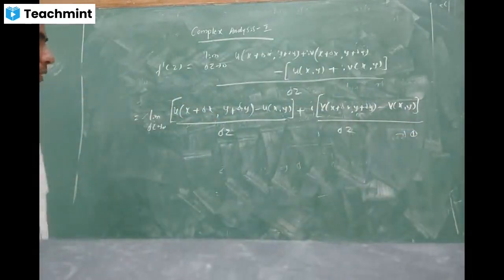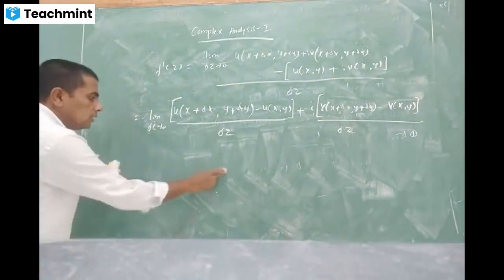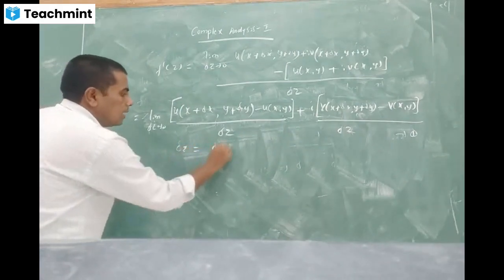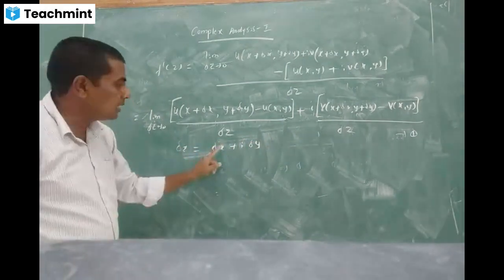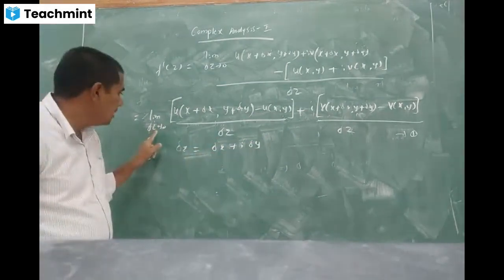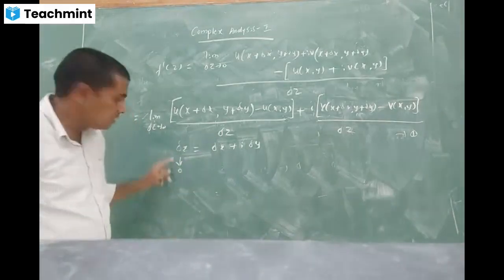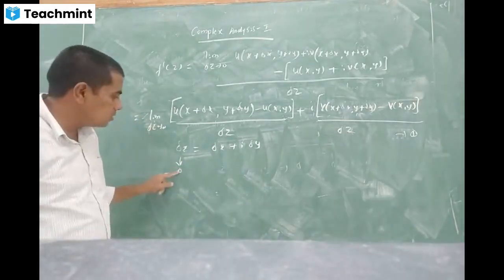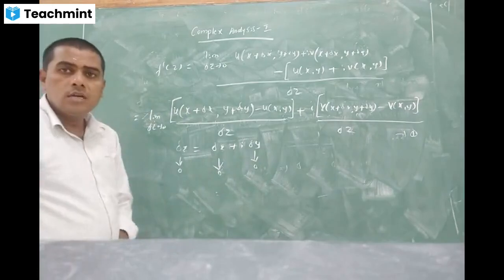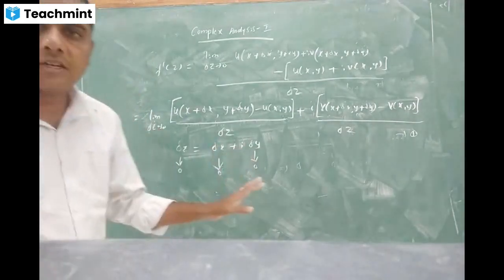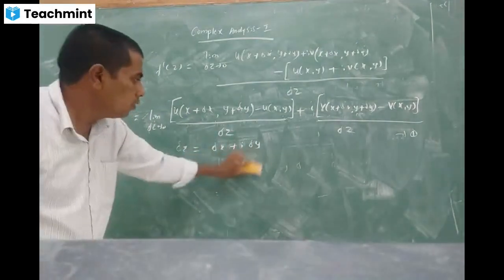So now, I'm just calling this equation number 1. We know that delta z is equal to delta x plus I into delta y. Is it clear? Delta z is nothing but delta x plus I into delta y. And here, the limit delta z tends to 0. If this limit is tending to 0, it means either this must tend to 0 or this must tend to 0. Together I cannot take, simultaneously I cannot take. So for that reason, first case 1, then case 2. Clear? So we go for case 1 and case 2.